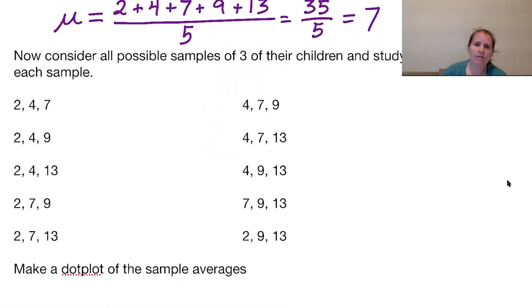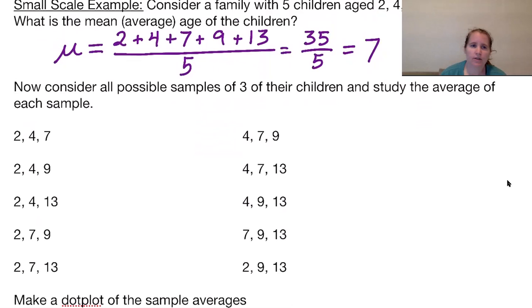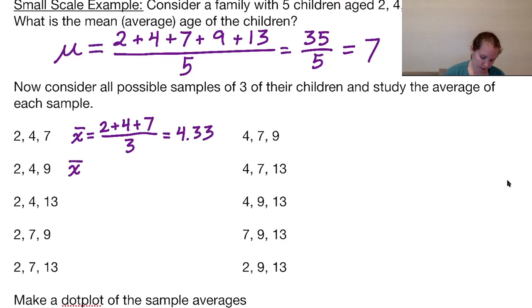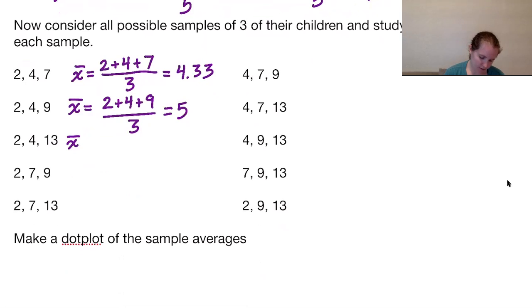And then I've gone ahead and found all of the samples of 3 of their children. So we're going to then take the mean of each of these samples of 3. There are no other possible samples of 3 of their children. There were only 10 possibilities we could pick. So this first one, the mean, we have 2 plus 4 plus 7 divided by 3. That's 13 divided by 3, otherwise known as about 4.33. For the next one, x bar, we would do 2 plus 4 plus 9 divided by 3, which is 15 divided by 3, otherwise known as 5. Then we have 2 plus 4 plus 13 divided by 3. That's 19 divided by 3, otherwise known as 6.33.